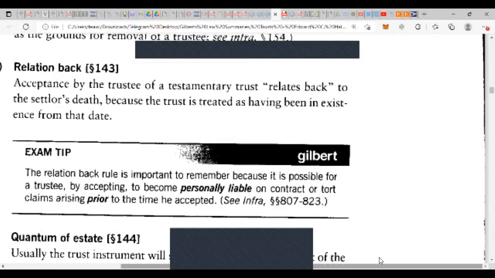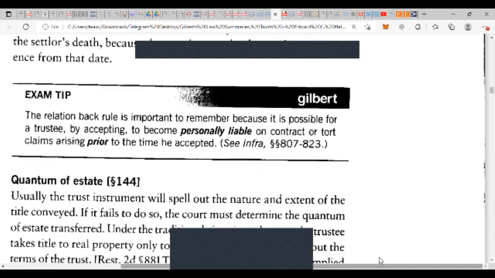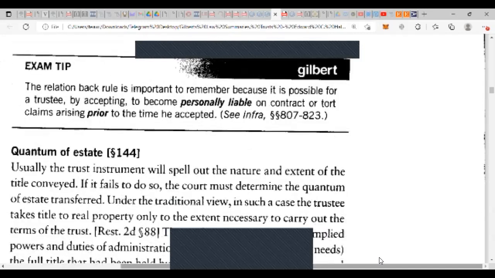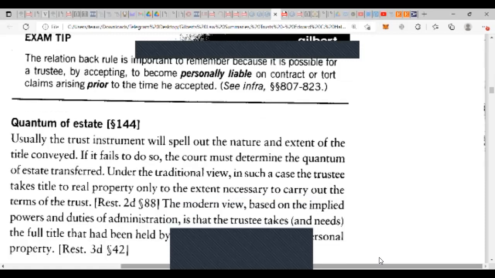Acceptance by the trustee of a testamentary trust relates back to the settlor's death because the trust is treated as having been in existence from that date. Exam tip. The relation back rule is important to remember because it is possible for a trustee by accepting to become personally liable on contract or tort claims arising prior to the time he accepted. See infra sections 807 through 823.